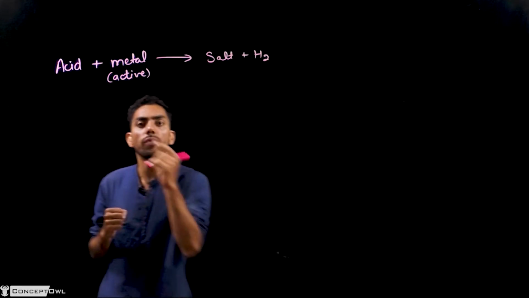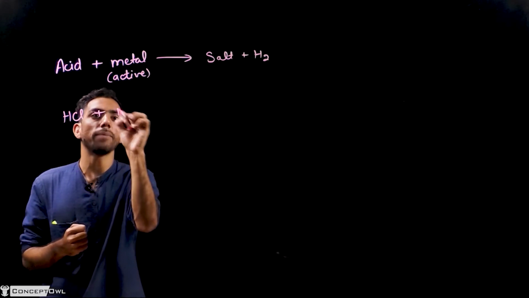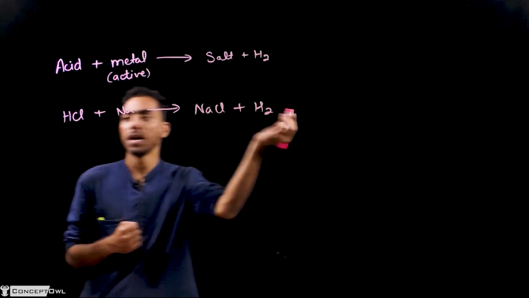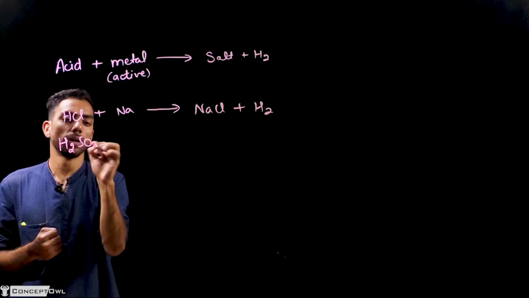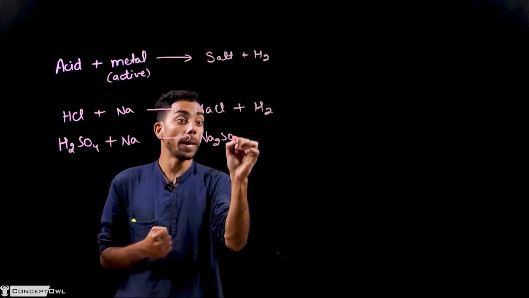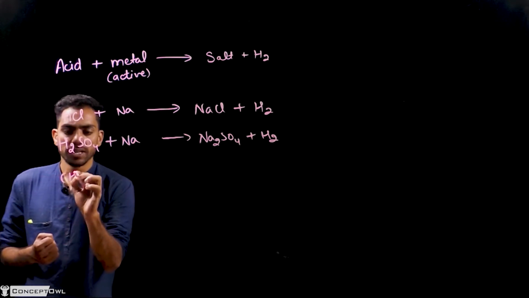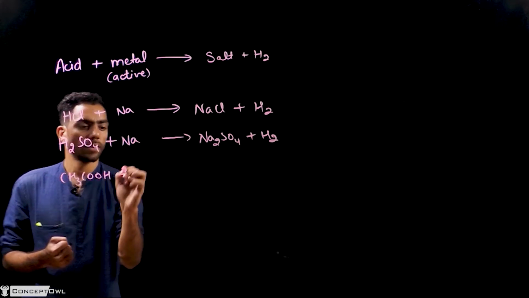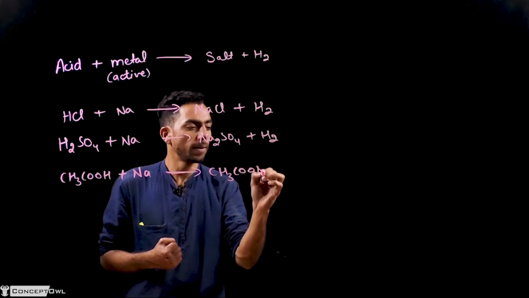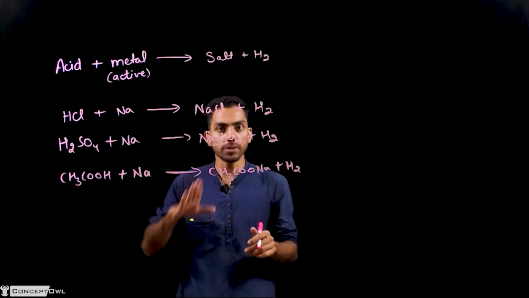Let's try to understand with one example. I am taking HCl here. If I am using Na, it will form NaCl and hydrogen gas. We can take H2SO4 also. Again, it will form Na2SO4, that is again salt and hydrogen gas. You can take any other acid also, CH3COOH. It will form again salt and hydrogen.